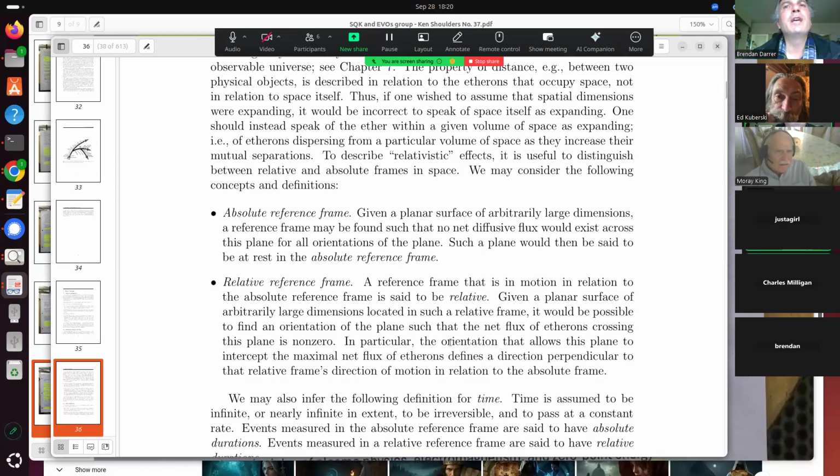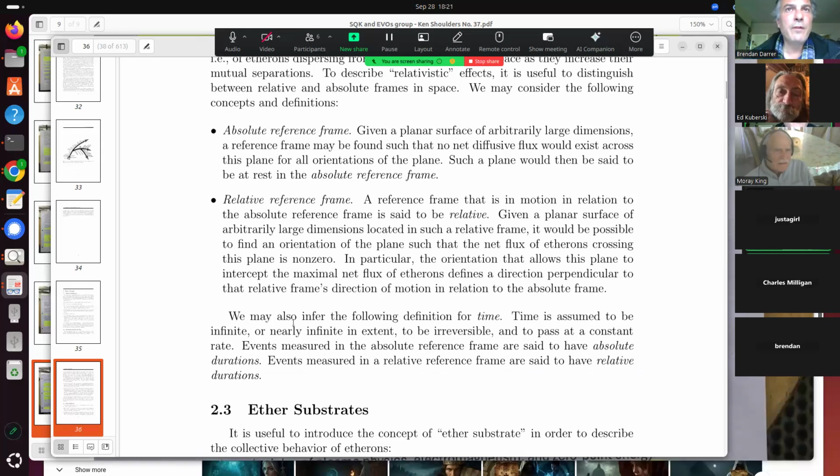In particular, the orientation that allows this plane to intercept the maximal net flux of etherons, because he's dealing with etherons as substrates, large volumes of etherons. He's not looking at the individual particles. He's just dealing with them as substrates. The flux of etherons defines a direction perpendicular to that relative frame's direction of motion in relation to the absolute frame.